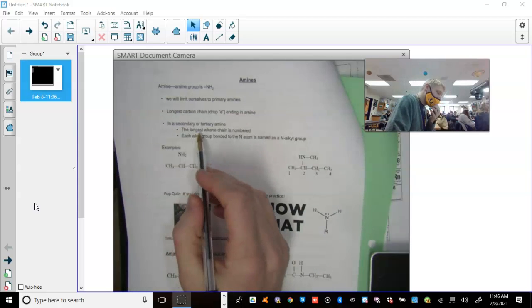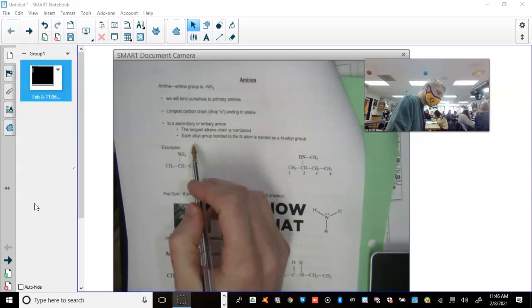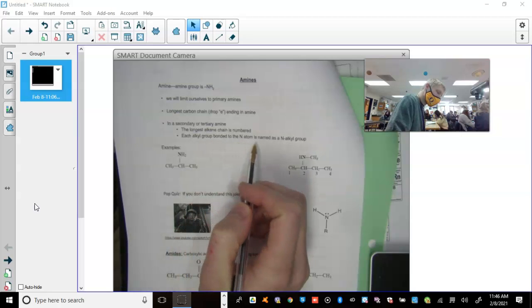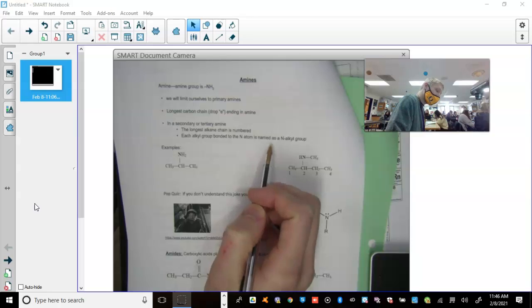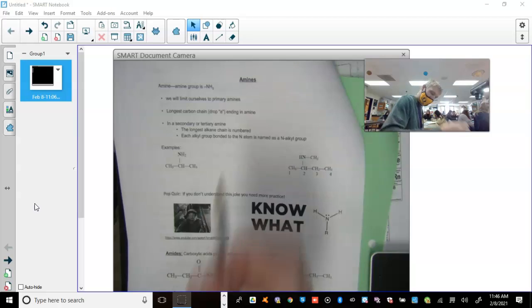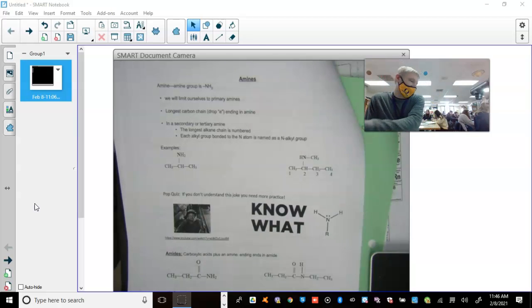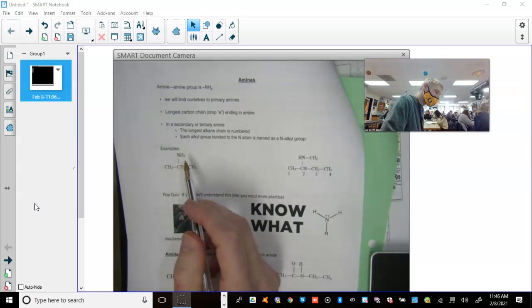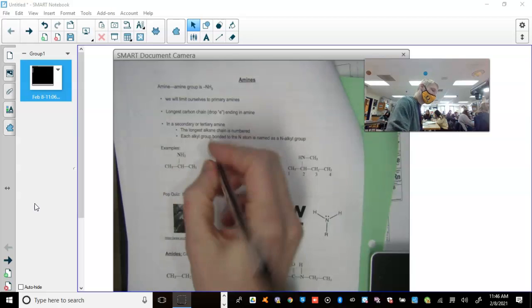All right, so in a secondary or tertiary amine, each alkyl group bonded to the N atom is named as an N-alkyl group. All right, so we'll talk about some of those examples. All right, so this is too hard. Let's start with a simple one.